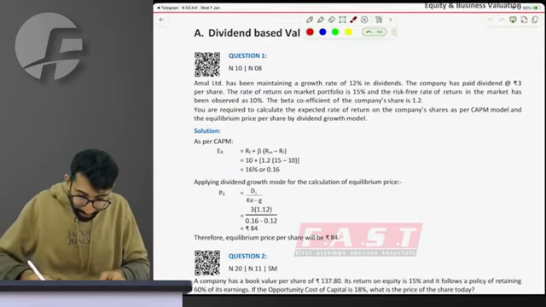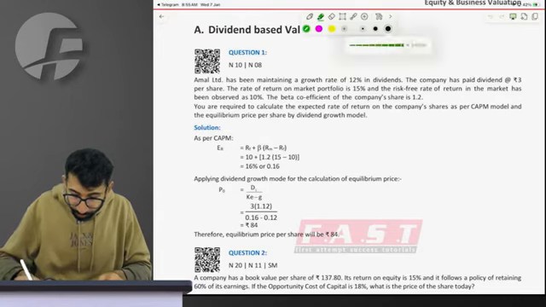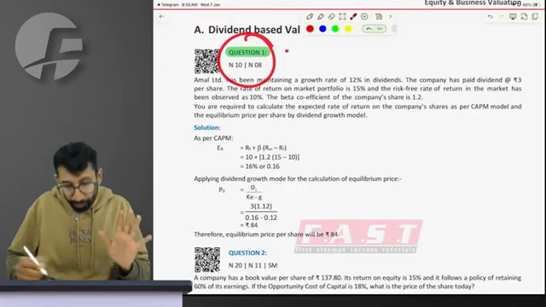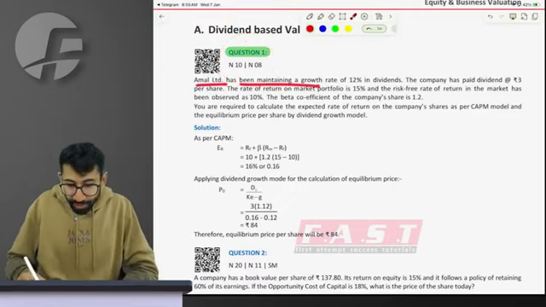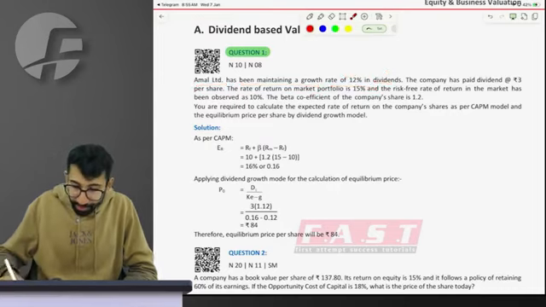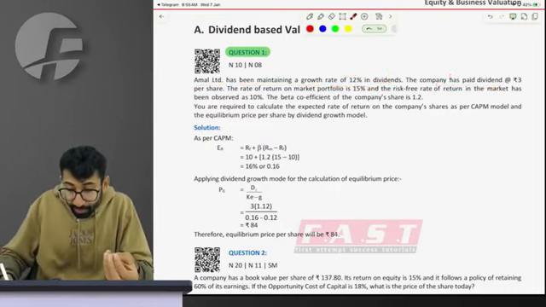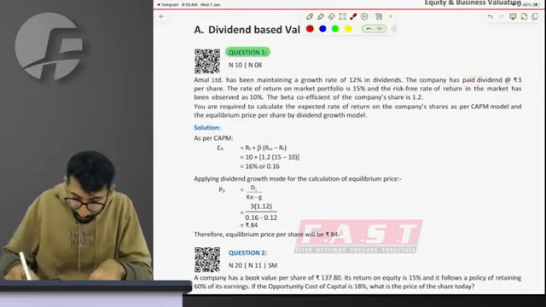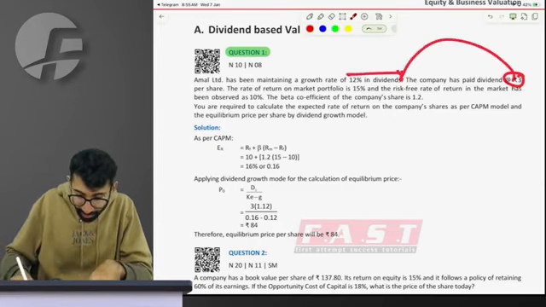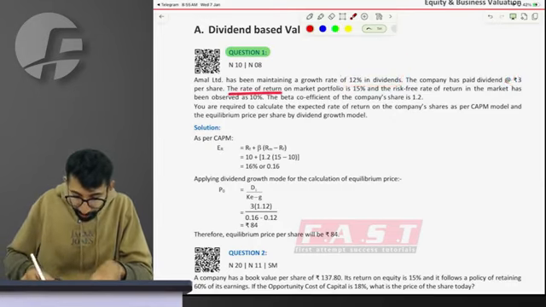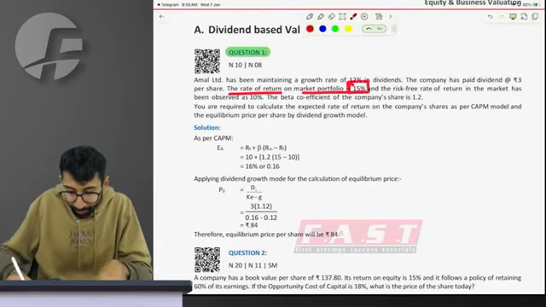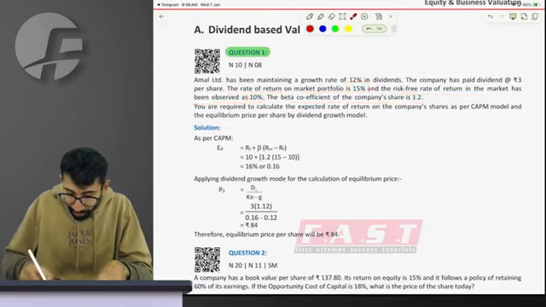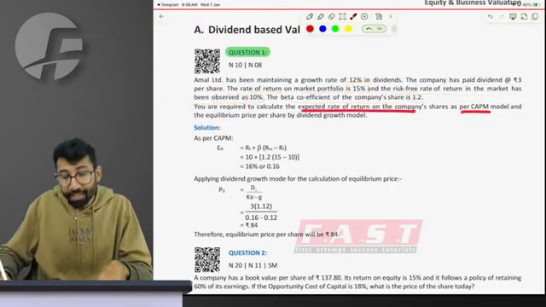Cool, fine. Sir, when I put a green mark on any question, it means it is being discussed in the class. Perfect. What it says: Amal Limited has been maintaining a growth rate of 12% in dividends. The company has paid a dividend of rupee 3, which means it is D0. So my D0 was 3 and dividends have been growing at the rate of 12%. Rate of return on the market portfolio is 15%, RM is 15, risk-free rate is 10%, RF is 10, beta is 1.2. You have to calculate the expected rate of return as per CAPM.